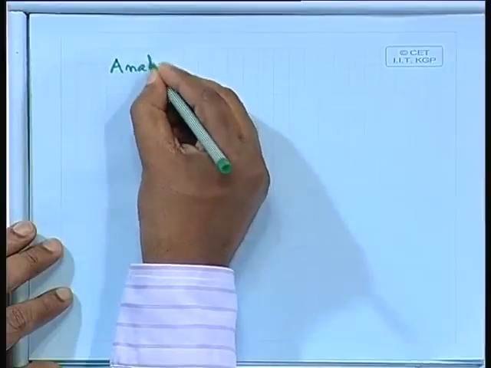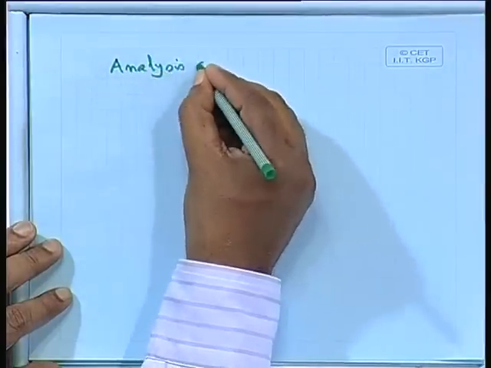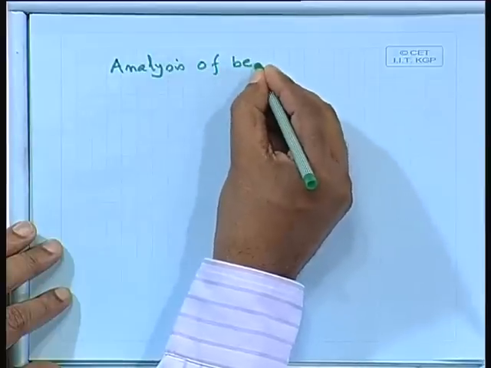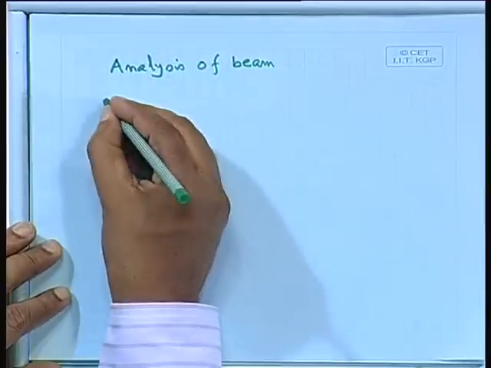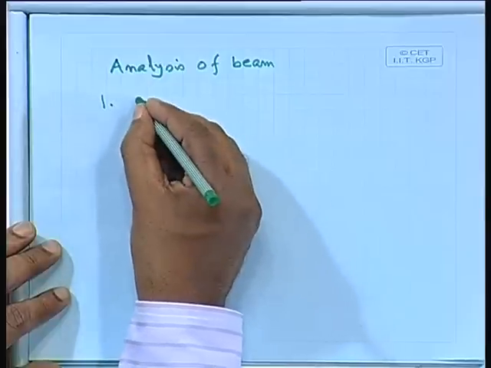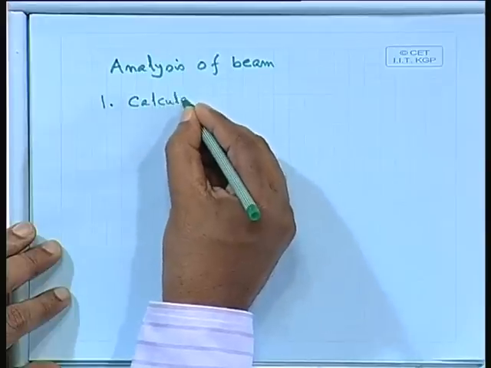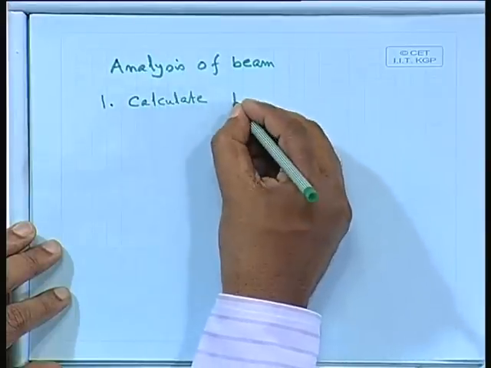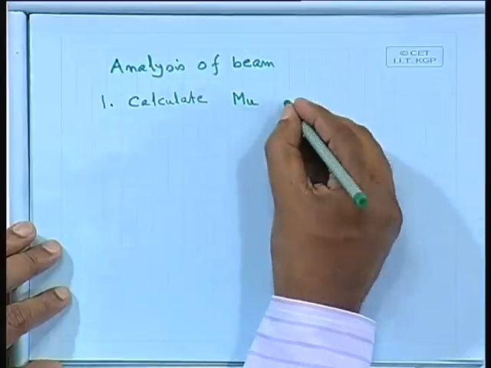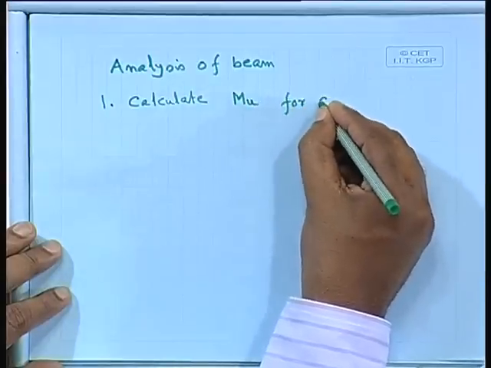We shall come to the next level, say analysis of beam. Step one, let us elaborate the whole procedure: calculate Mu for concrete failure.